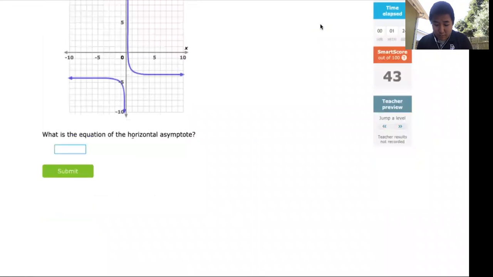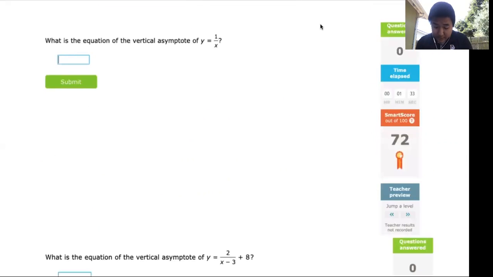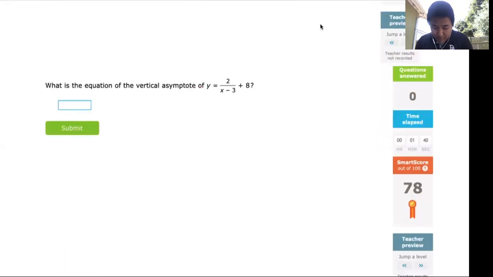This one, what's the horizontal asymptote? So you draw a line where these get really, really close to, which is this line right here, which is y equals -4. For this one, you set the denominator equal to 0 because you have the equation. So x equals 0, and then you're done. This one, you set the denominator equal to 0. x minus 3 equals 0 because it's the vertical asymptote. So then x equals 3.